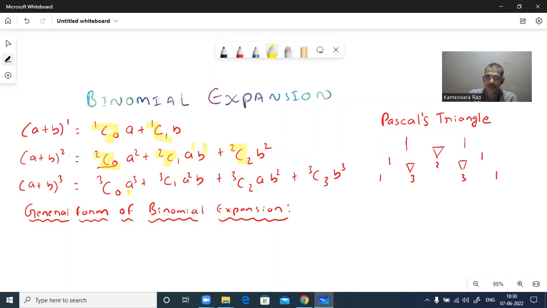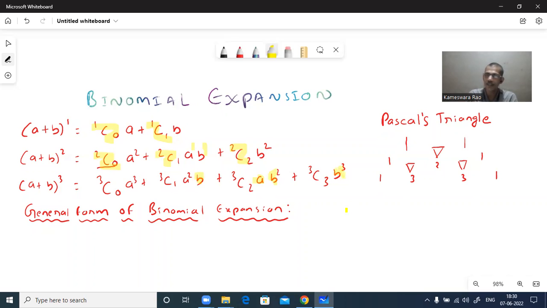Similarly, here also you observe (a + b) whole cube. And you can observe one more thing. The first variable will start with the highest index, a cube. Next, a square in the second term. In the third term, a. In the fourth term, you will not have a, because a power 0, 1, you can consider. Similarly for the second variable, see here b power 0, it will go in increasing order. b power 1, b square, b cube, it goes in increasing order.